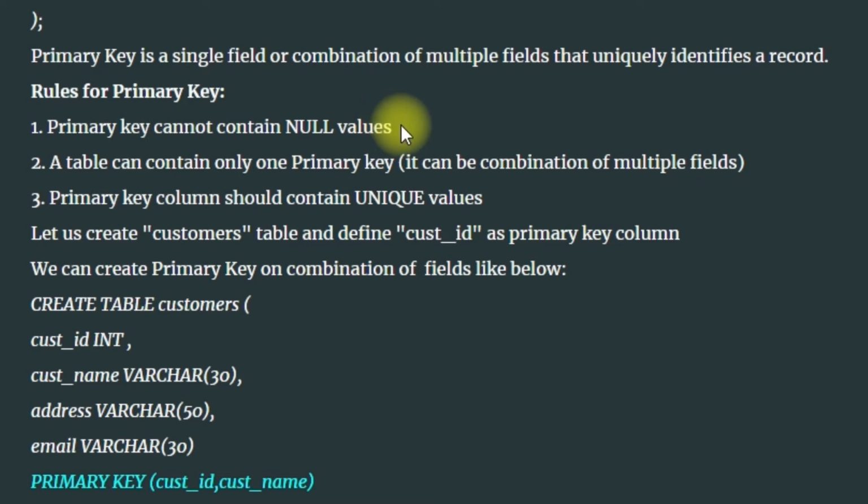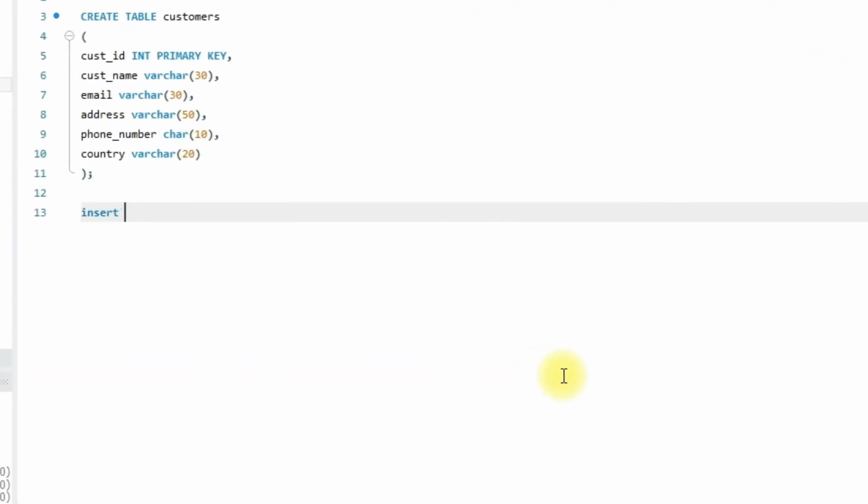So what does it mean? It means you cannot insert null values into the column that is identified as the primary key. Let us try giving a null value and see the error. Write an insert into statement to add data to the table. Insert into customers. I'm not going to give a customer ID, I'll just start writing customer name and email.